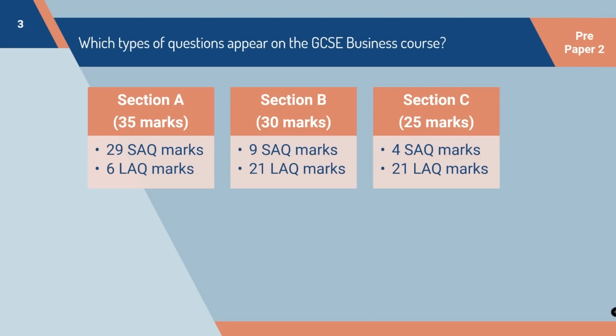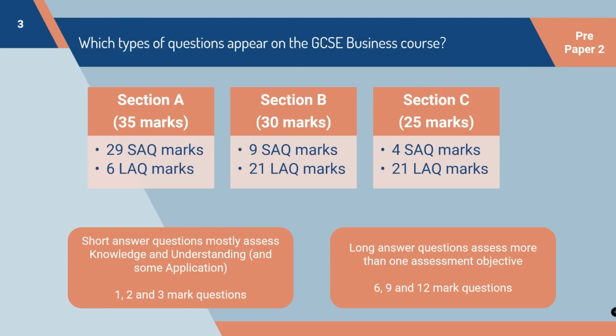The structure from the two papers is the same in terms of sections A, B, and C. So section A will again be 35 marks, 29 of which will be short answer questions. Section B will still be 30, section C will still be 25. Remember our short answer questions are 1, 2, and 3 markers, long answer questions are 6, 9, and 12 markers.